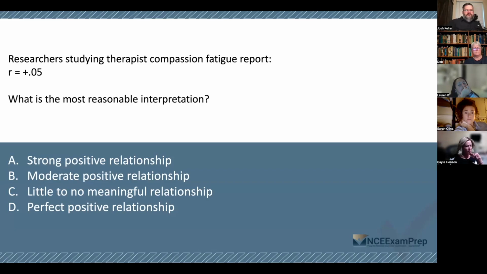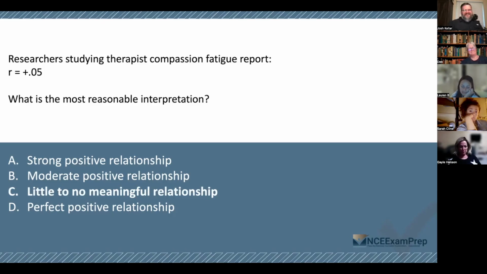What are we looking at here that's helping us make a decision? Oh, because it's a positive. So maybe it is D. Perfect would be 1 though, right, Josh? Perfect would be 1. So it's positive, A then, if it's not 1? I was confused. Hold on. C. Yes, C. Little to no meaningful relationship.